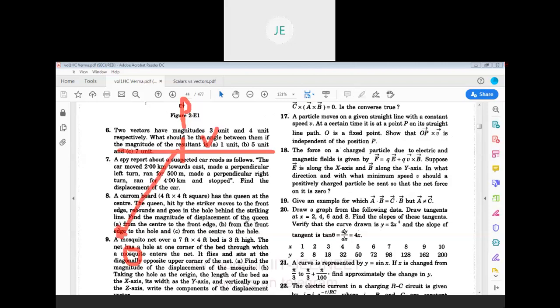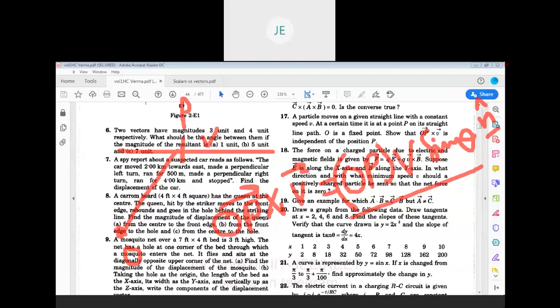So first of all, the OP cross V formula. OP cross V is equal to OP into V sin theta. This is the basic formula, with some direction n cap, any direction, because the cross product result is a vector. A vector should have magnitude as well as direction. So OP cross V is equal to OP V sin theta.